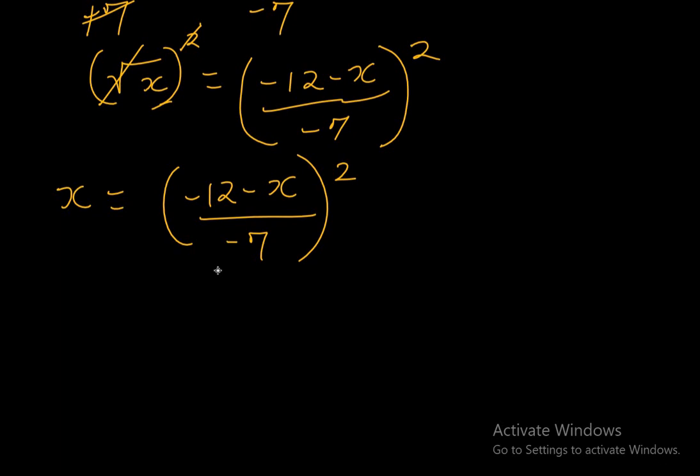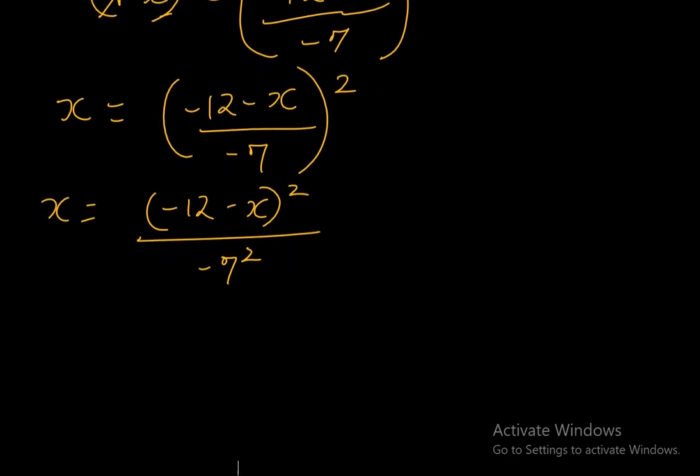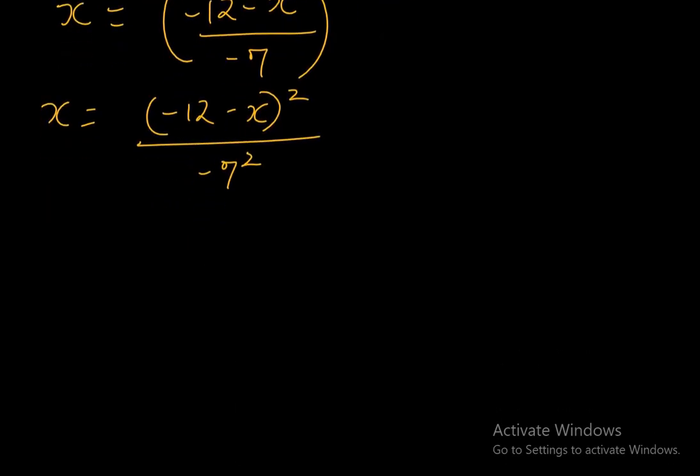Now the next thing we need to do is to square the expression. Squaring the expression is for you to know that the square affects both of them, the numerator and the minus 7 squared. Now we've squared the expression. We need to expand the numerator and simplify. To expand the numerator, the square means you need to repeat the numerator: bracket minus 12 minus x close bracket, bracket minus 12 minus x close bracket.